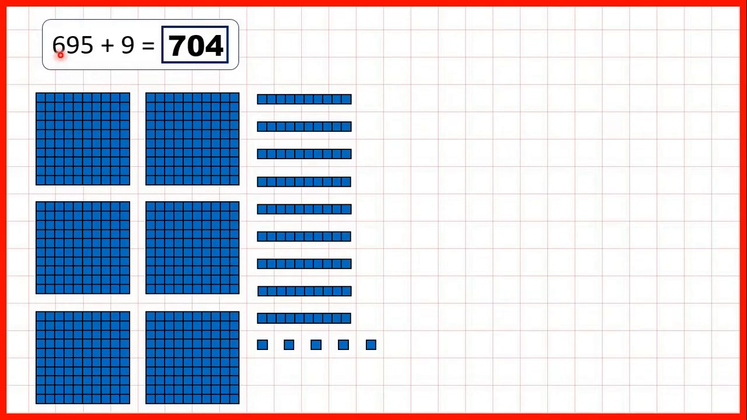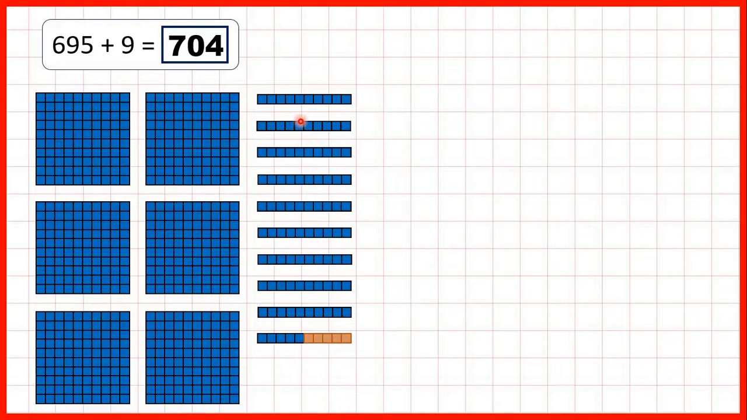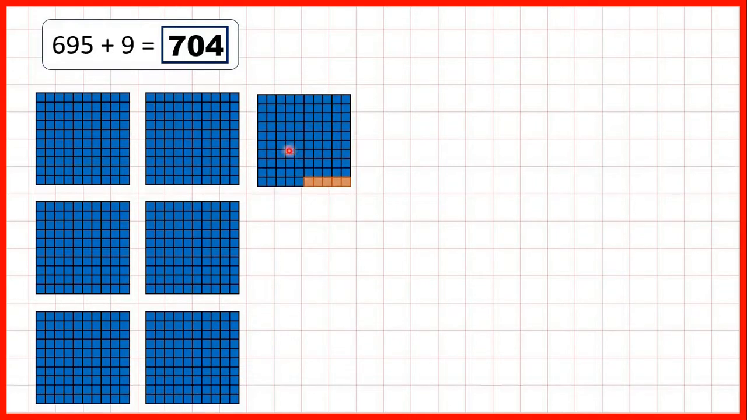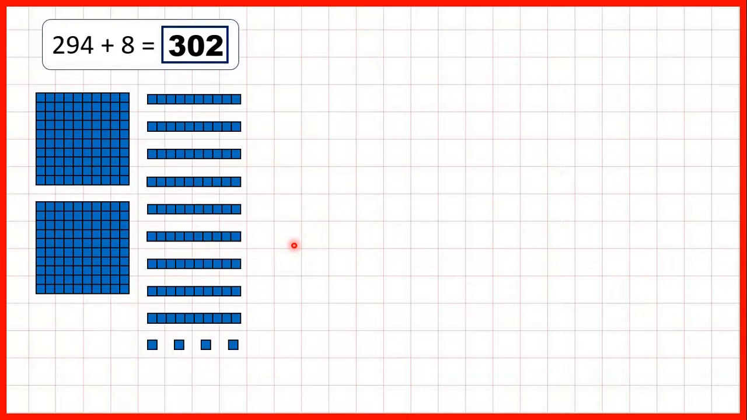Now we started with 695, so 6 hundreds, 9 tens, and 5 ones. If we first add 5, that gives us 10 ones, which we can exchange for 1 ten, but now we've got 10 tens, so we need to exchange those for 100. So adding 5 has given us 700, but we want to add 9, so we need to add 4 more to give us 704 as our answer.